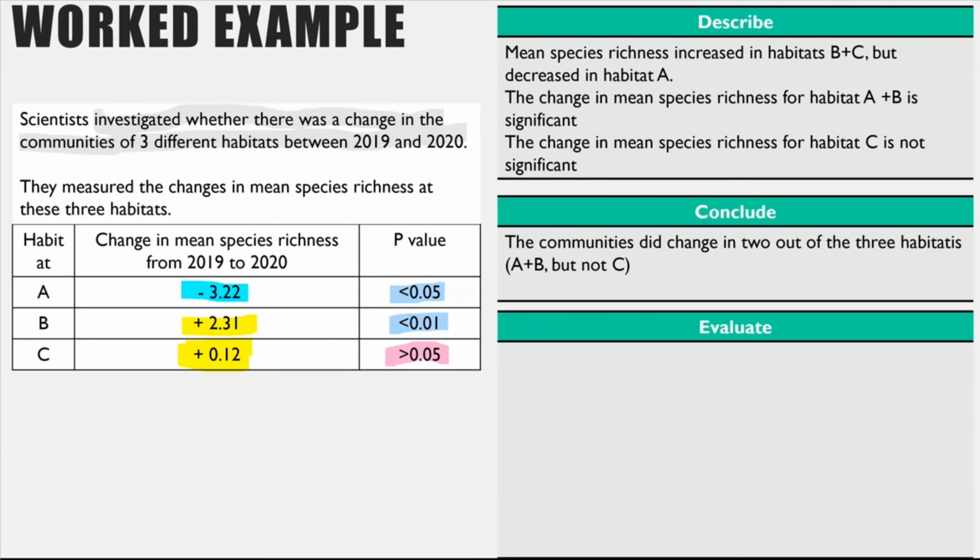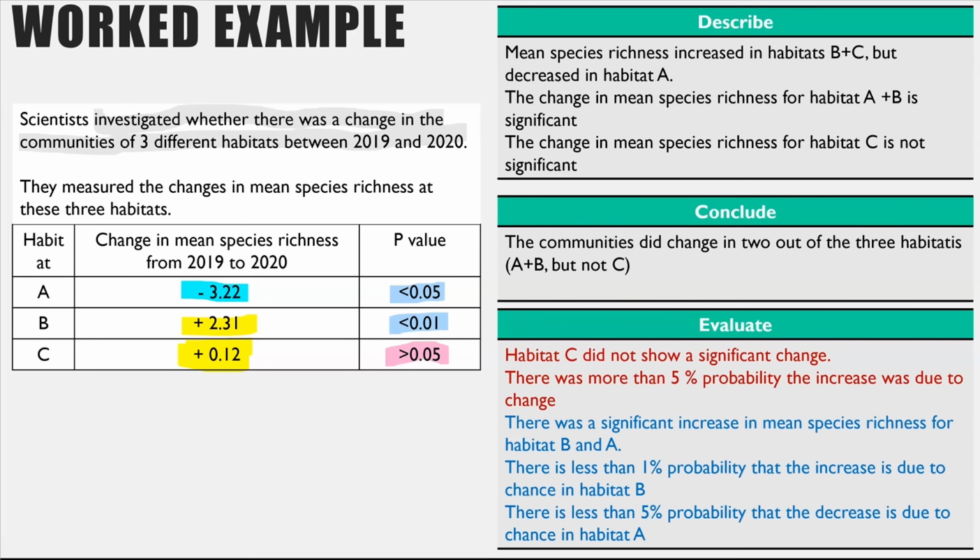The last bit to pick apart before we get to the exam question is to evaluate this. Which of your descriptions support the conclusion? Which of the descriptions do not support the conclusion that there was a change in the communities? I've colour-coded this. In red are my pieces of information which do not support the conclusion that there was a change in the communities, and in blue are my pieces of evidence that do support the conclusion that there was a change in the habitats. You can see each time I have used all of that information.